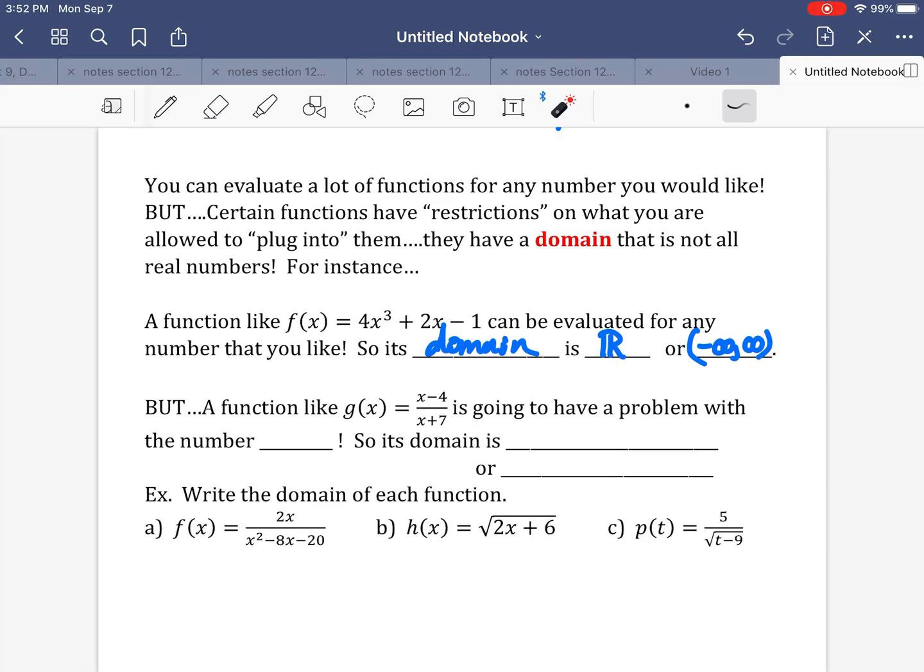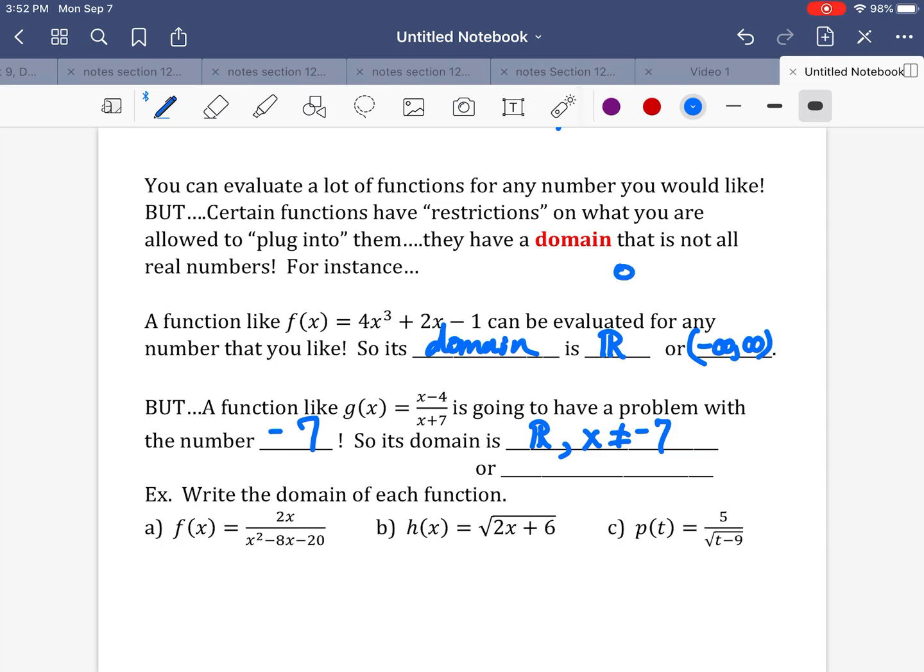So think for a second, what number would x have to be for the bottom, the denominator, to be 0? All right, so hopefully you came up with the number negative 7. I can't use negative 7. So there's a couple ways you could write it. You could say the domain is all real numbers, comma, x cannot be negative 7. You can write it like that, or you could break it up.